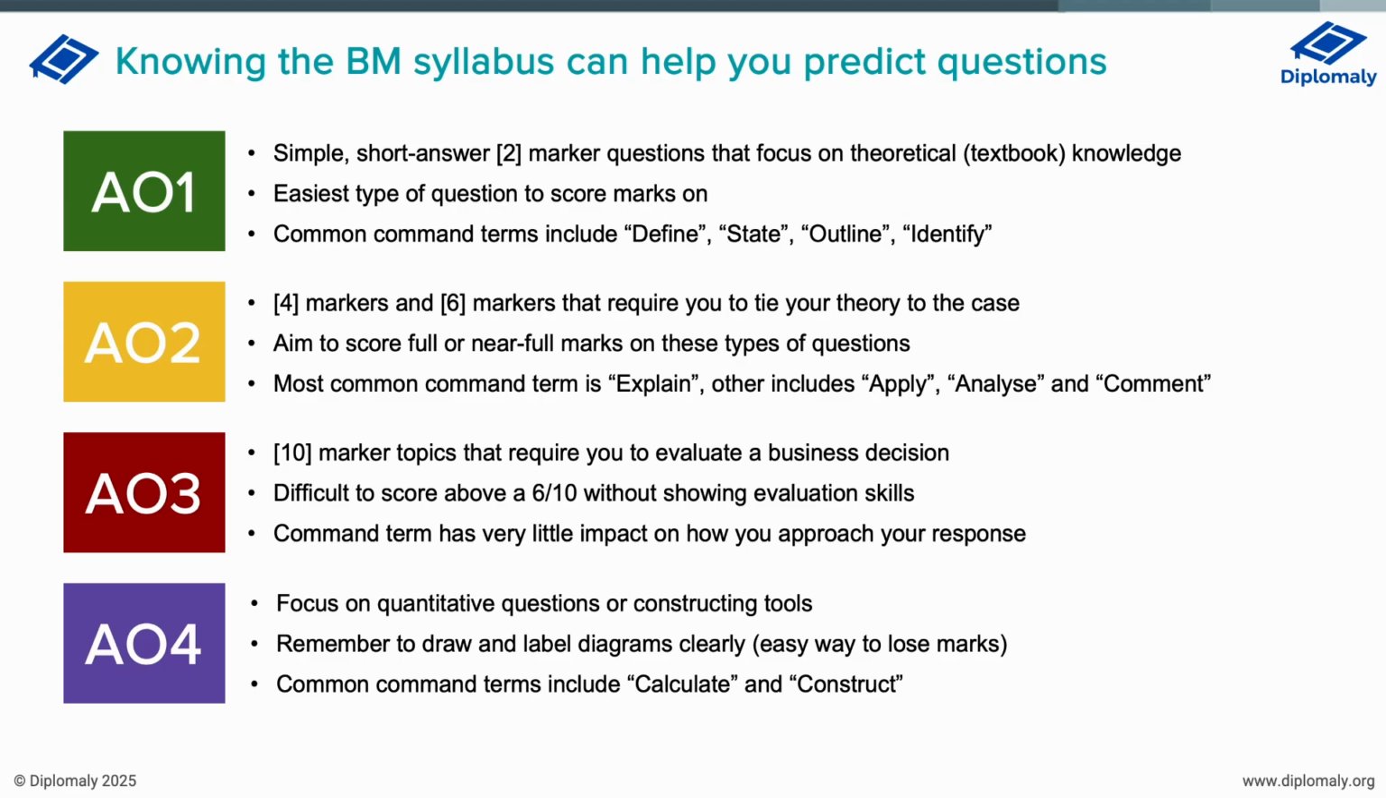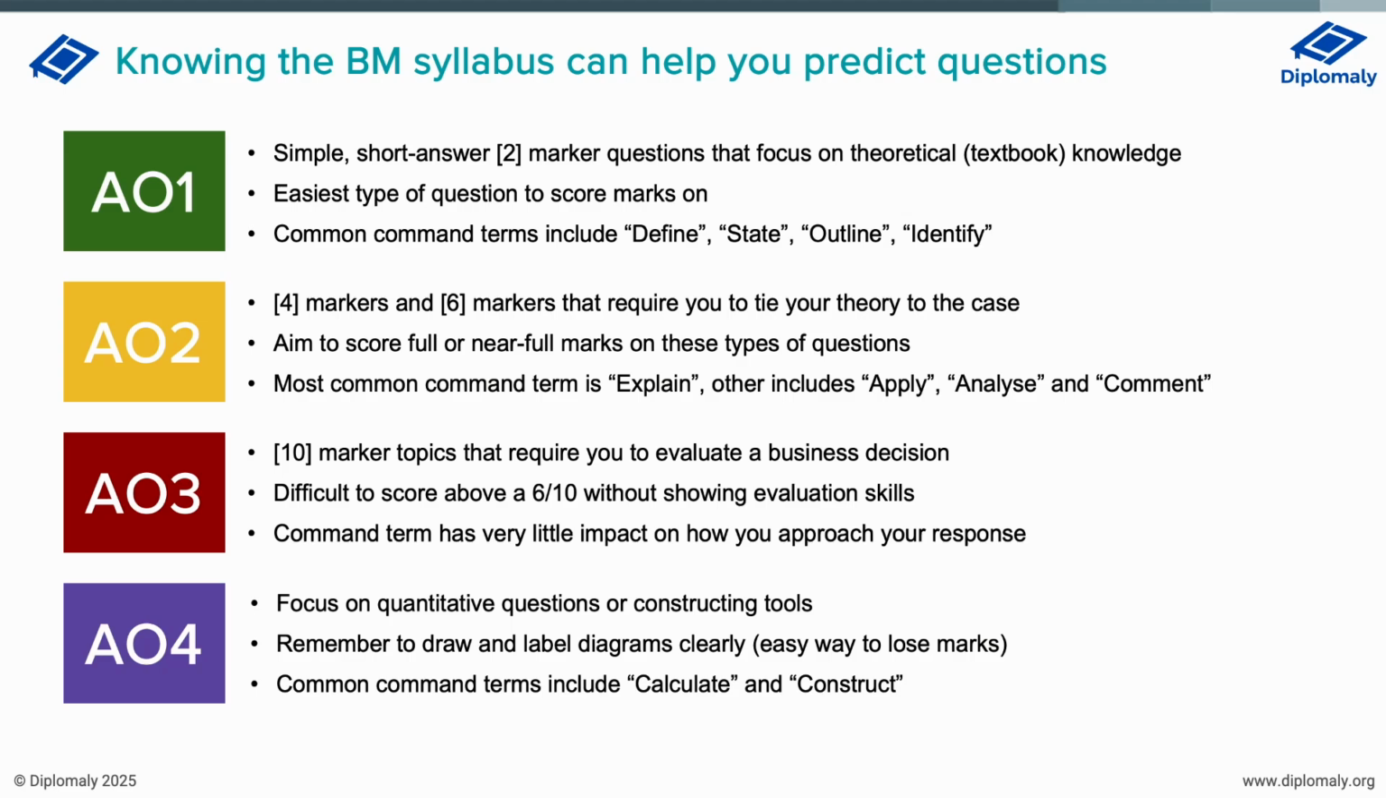Finally, AO4 is a special category of questions focusing on your use and application of BM skills. These skills range from calculations to the ability to apply tools like the BCG matrix or the product lifecycle to a case study, the ability to interpret statistical data from a table or chart, and the construction of certain financial documents and accounts, like a cash flow forecast or a statement of profit or loss. These questions feature prominently in the paper 2 as a part of section A.